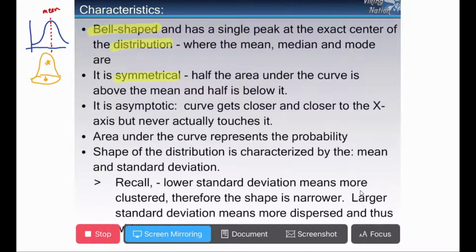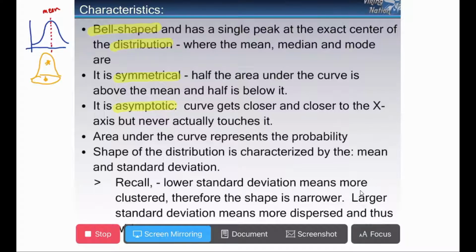It is asymptotic. So think back to your other grade 12 math courses. I can't remember if we touched on it in grade 11 or not, but either way, you should have heard the word asymptote before. An asymptote is that line on the graph that my curve approaches and gets closer and closer to, but never touches. In this case, that applies to the fact that the curve gets closer and closer to the x-axis, but never actually touches it.